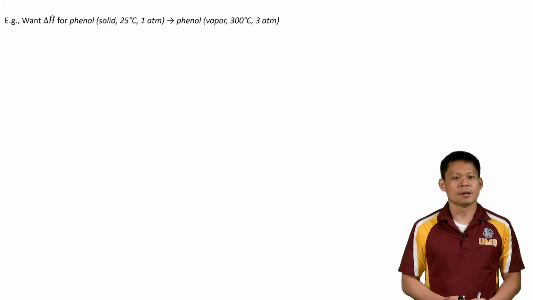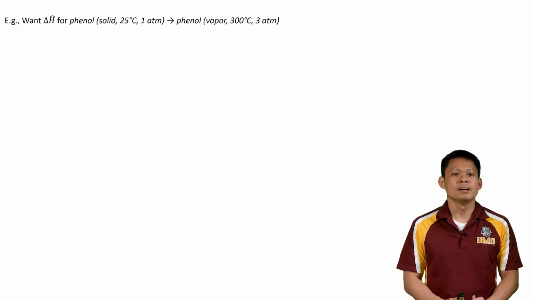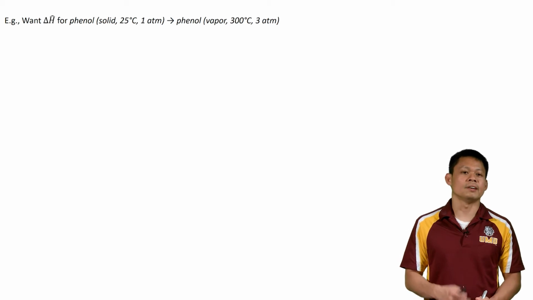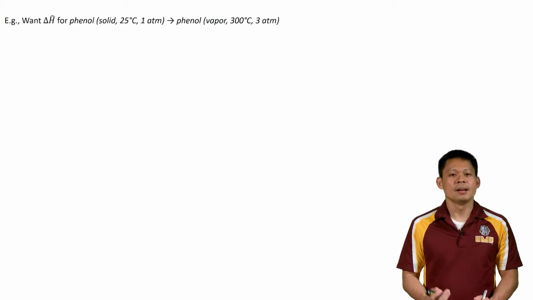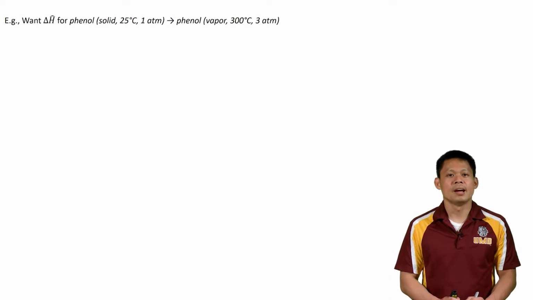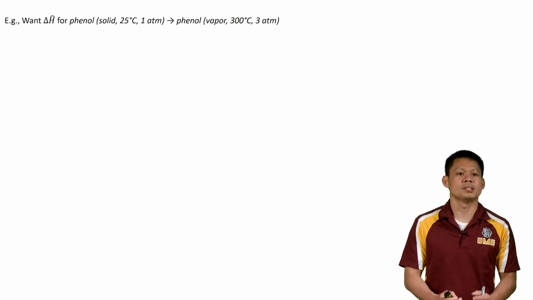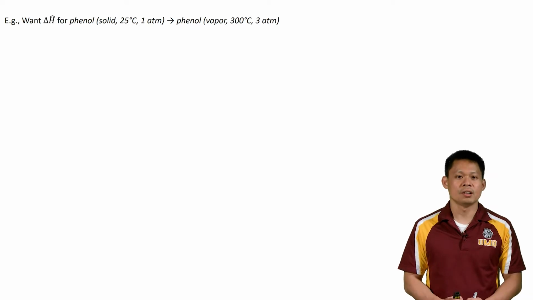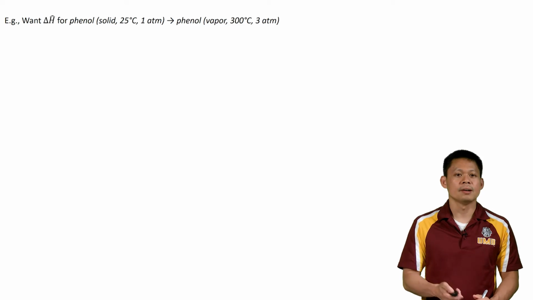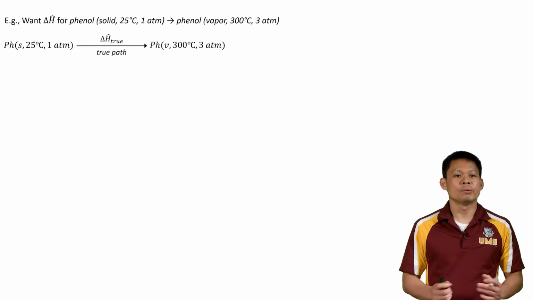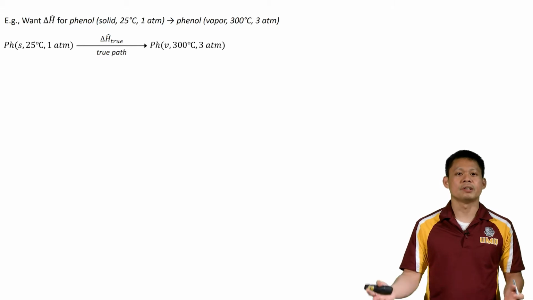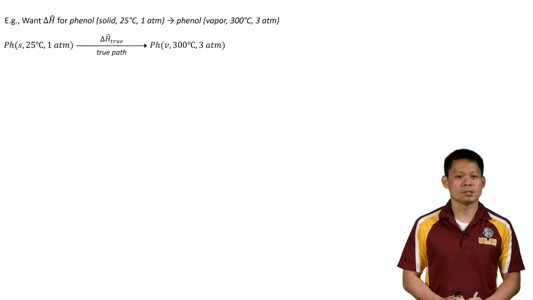Let's look at this example, and this is from section 8.1. For example, let's say we want the change in specific enthalpy for phenol, a solid phenol at 25 degrees C and 1 atmosphere, and we want to get it to vapor phenol at 300 degrees C and 3 atmospheres, and we want to find what is the change in specific enthalpy due to this change. So we have a phase change, we have a temperature change, and we have a pressure change. If we were to draw it out, what we really want is getting from solid to vapor, from 25 degrees C to 300 degrees C, and 1 atmosphere to 3 atmospheres.